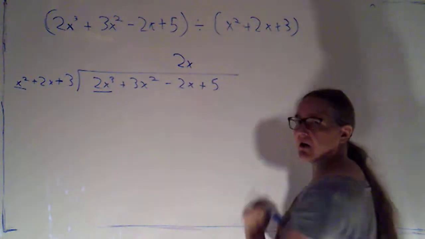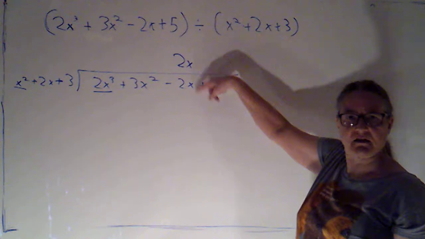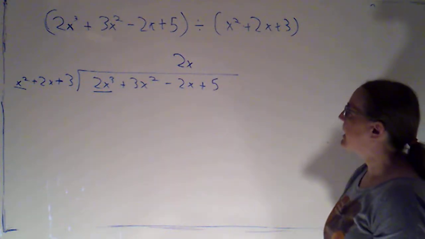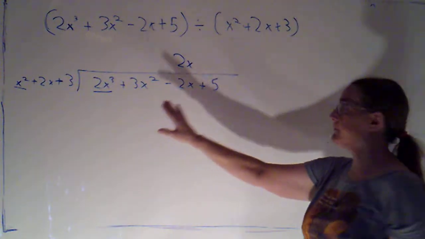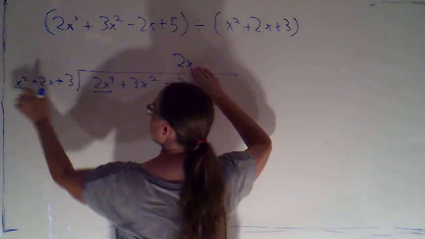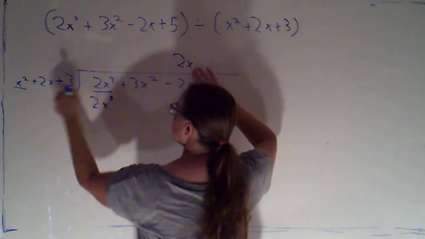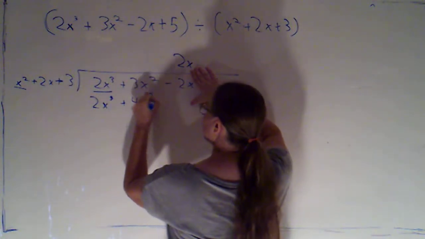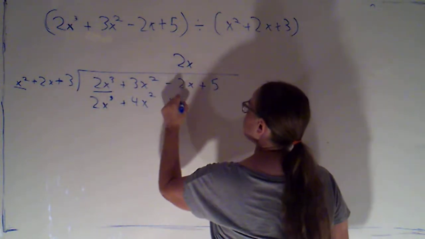Again, it doesn't matter where I put it, but because I need to line up my work down here, I like to just always line up x's with x's. Now I multiply, and I've got to multiply the 2x by the whole thing. So 2x times x squared gives me 2x cubed. 2x times 2x gives me plus 4x squared. And 2x times 3 gives me plus 6x.